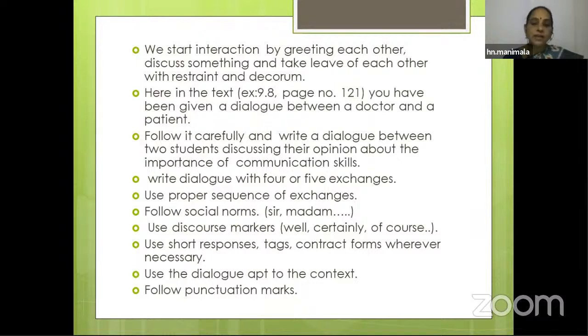So here, context, and follow punctuation marks. You have to follow the punctuation marks as well. There are question marks where you are using a question tag: after the statement you have to put a comma and a question mark. Everywhere they need a question mark or exclamation. Is it so? Is it like this? Exclamation. All these are required in writing a dialogue. If you write perfectly following all these norms, certainly you will get 4 out of 4. Okay.